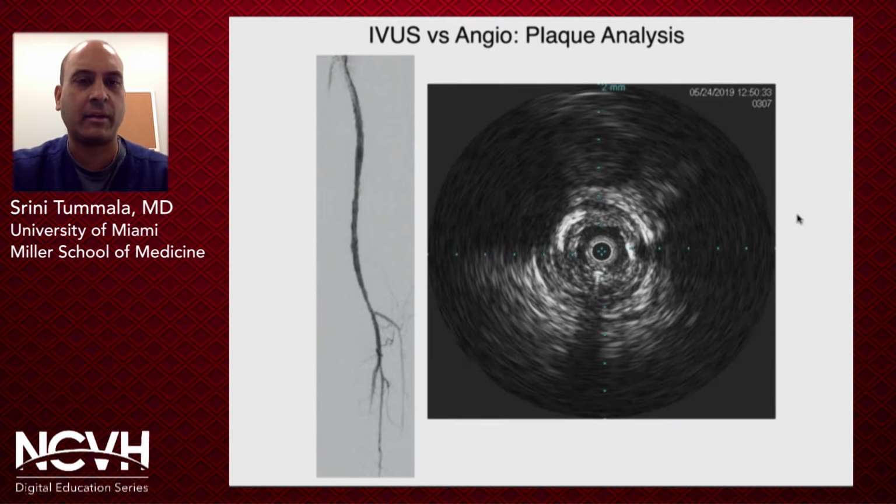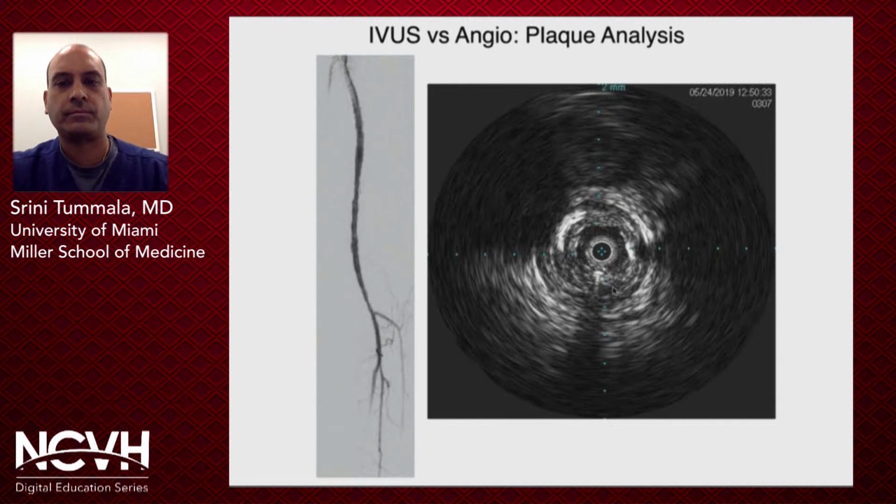If you look at the angiogram on the left side, it doesn't look too bad. Obviously, there's a little bit of plaque, at least angiographically, but when you look with IVUS, you can see really that there are areas of calcification as well as fibrous plaque and significant luminal compromise.